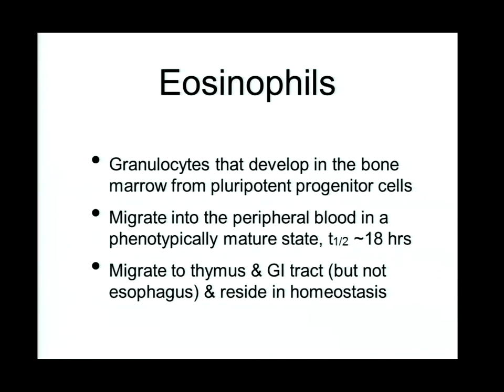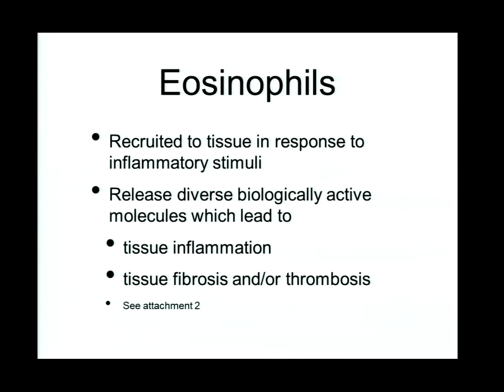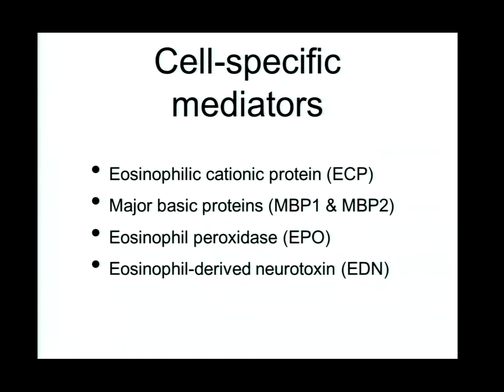But once inflammatory stimuli are sent from the tissue, they usually migrate and persist in the tissue where their cytokine action occurs. And so when they get recruited to the tissue, usually it's due to some inflammatory stimuli, and that's where tissue inflammation and tissue fibrosis due to eosinophil release of their cytokines occur. And eosinophils have an innumerable amount of cell-specific mediators out there, as well as non-specific mediators of inflammation.